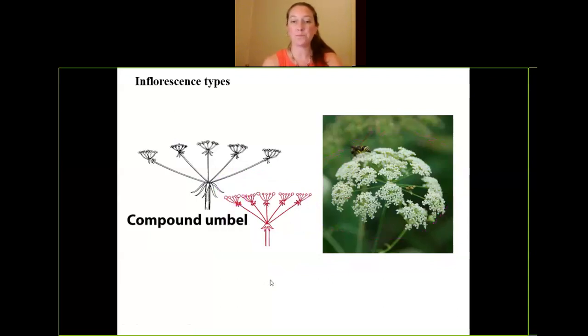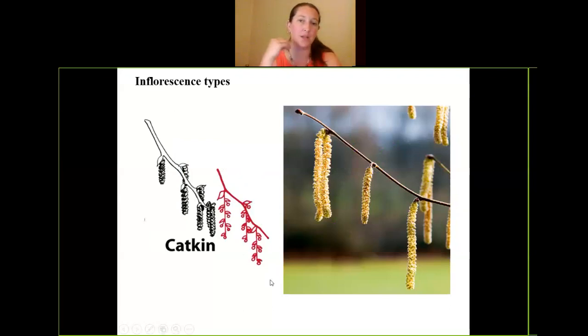Okay. I'm not going to spend too much time on this, but just so you know more about flower types. Catkin is another type of inflorescence. This occurs on things like birch trees.